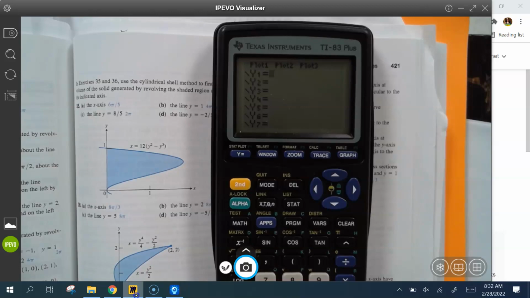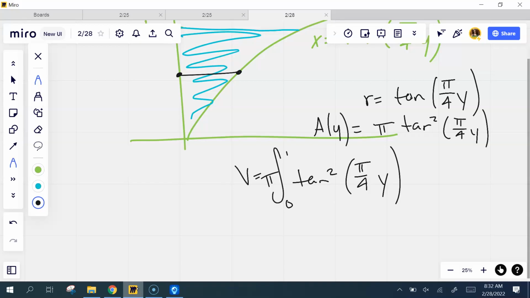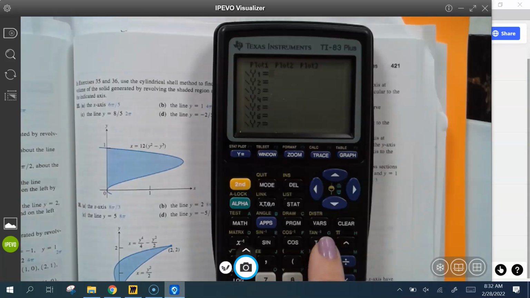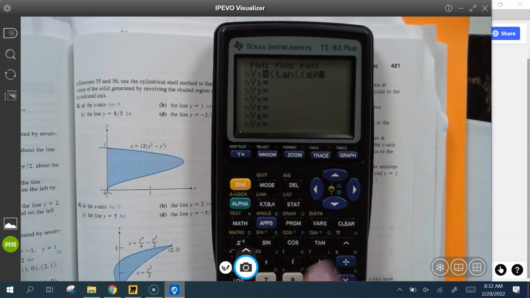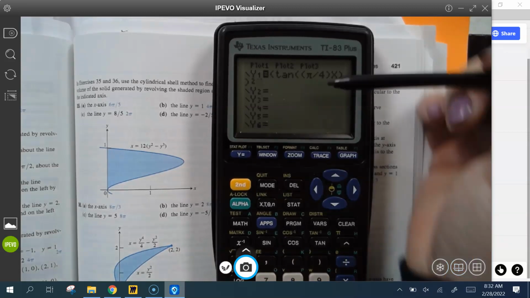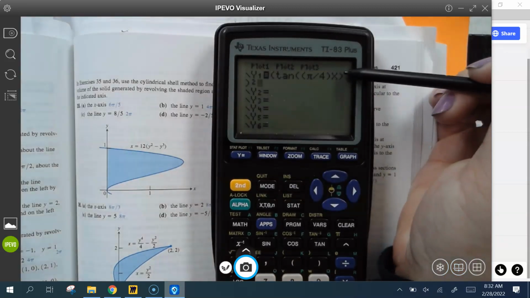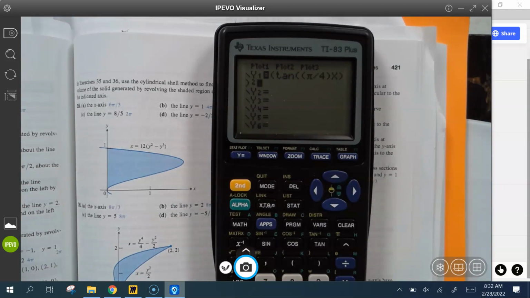All right, so whenever I put this in, I would do tangent squared, and I'm actually going to do it like this because your calculator won't let you square right there. And then we've got pi over 4x. That closes out the tangent function, then close the whole tangent to square it, right? 1, 2, 3, 1, 2, 3. That make sense?